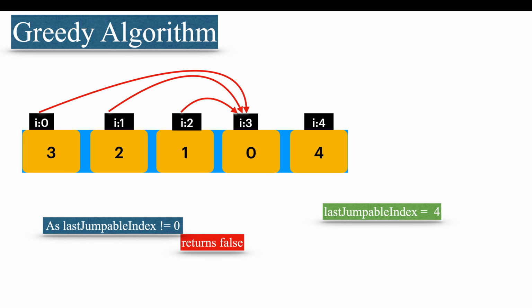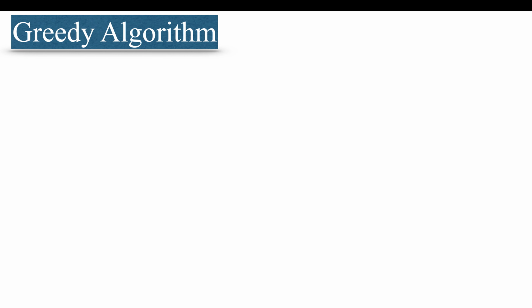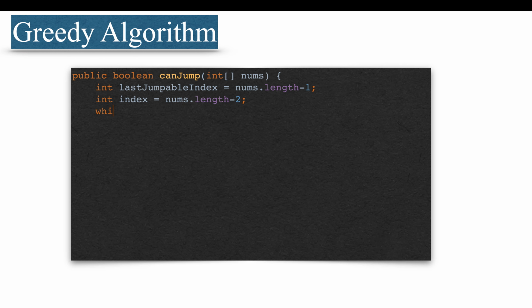That's it. So very simple. Let me walk through the code. You will be given an input array of elements. As the first statement, we set the last jumpable index as array length minus 1, and our current index iteration starts from array length minus 2. So we proceed with the iteration until the current index is greater than or equal to 0.